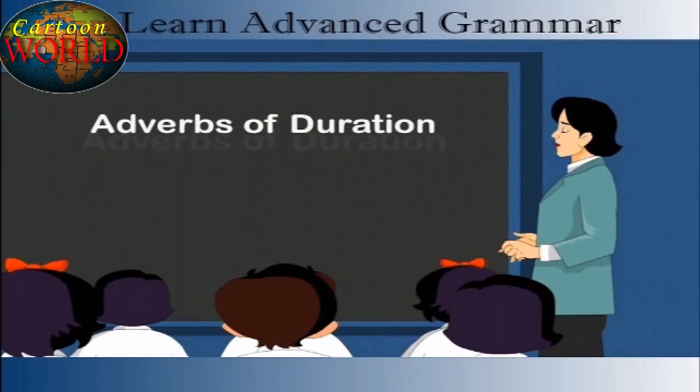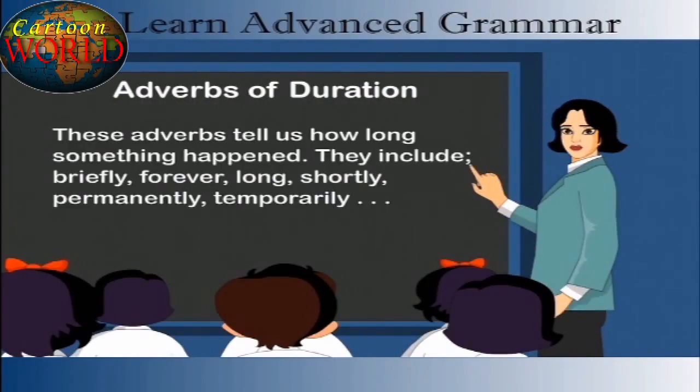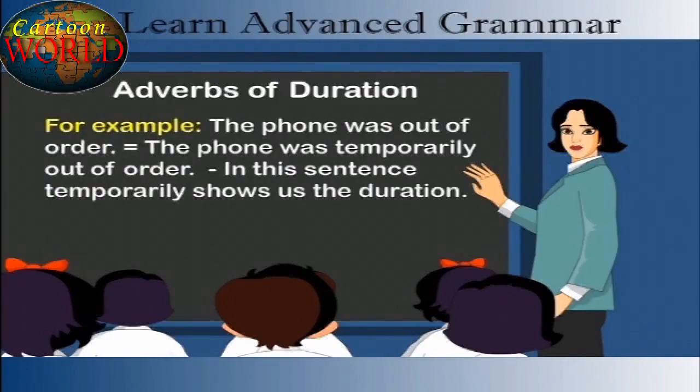Adverbs of duration. These adverbs tell us how long something happened. They include briefly, forever, long, shortly, permanently, temporarily. For example, the phone was out of order. The phone was temporarily out of order. In this sentence, temporarily shows us the duration.